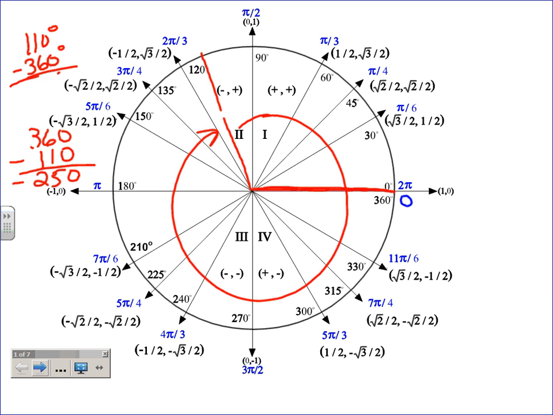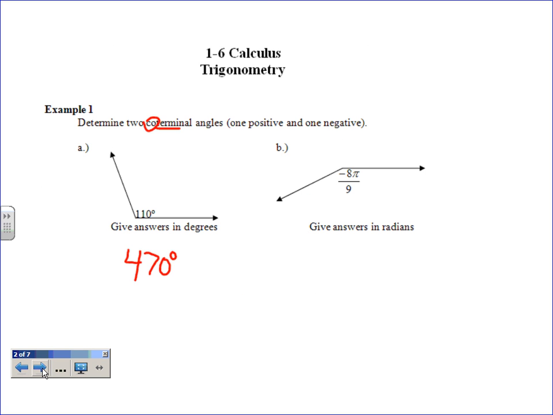So I'm telling you, if I started basically right here and I went to negative 250, would I get to the same spot? You would. So negative 250. So have I met all the requirements of that problem? Well, let's find out. Have I given one positive answer and one negative? Yes, I have. Have I done it in degrees? Yes, I have. Are those the only two answers to that problem? No. There are infinite number of answers to that problem.